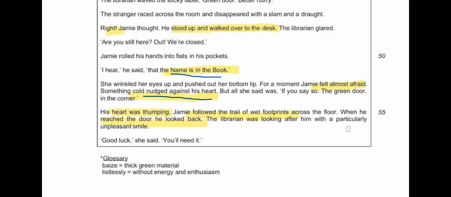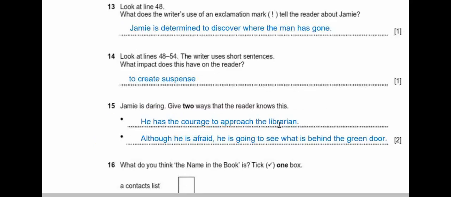The librarian says good luck. You'll need good luck when you enter the green door. So Jamie has the courage to approach the librarian, and he is going to check what is behind the green door. Even though he is afraid, his heart was thumping, and he needs good luck when he goes past the green door. So let's type down our answer. For question 15, he has the courage to approach the librarian. Although he's afraid, he's going to see what is behind the green door.